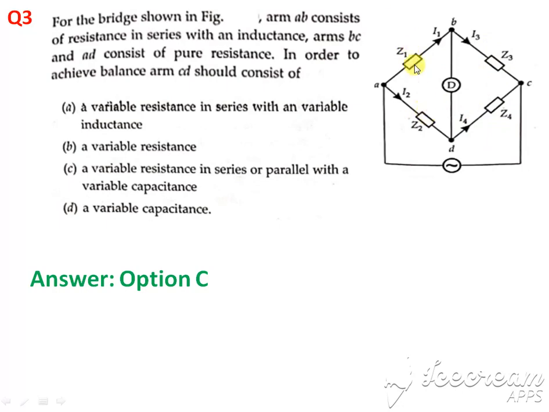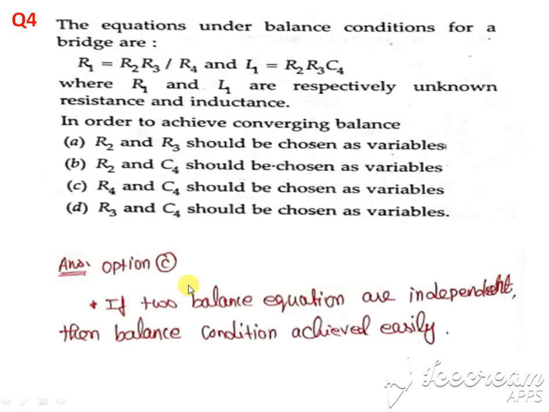Here inductance is there, compulsory. To balance, the opposite arm should have capacitance. So variable resistance is wrong answer. By means of variable capacitance itself we can't bring the balance condition, so this is also not the answer. So correct answer is option C, a variable resistance in series or parallel with variable capacitance. Answer is option C.